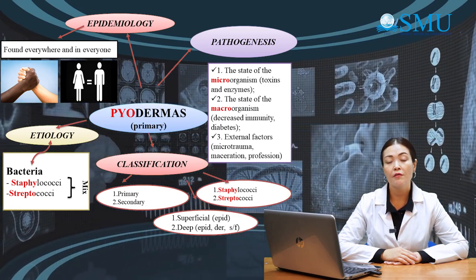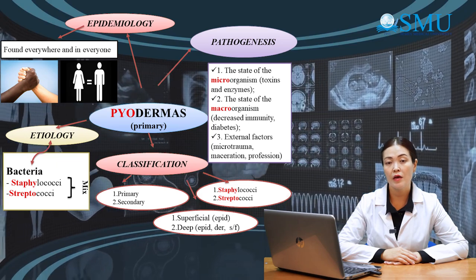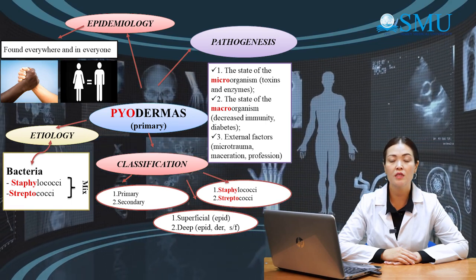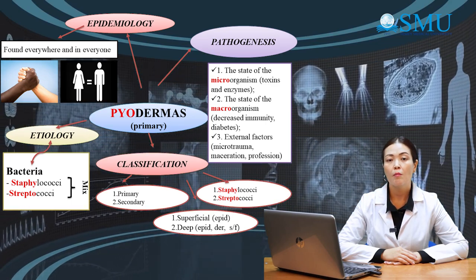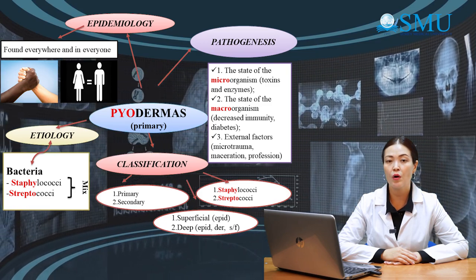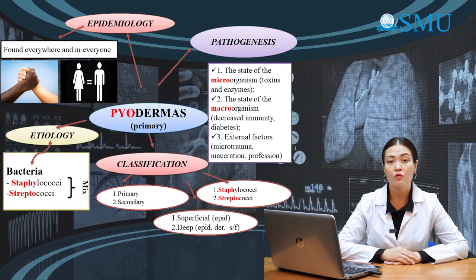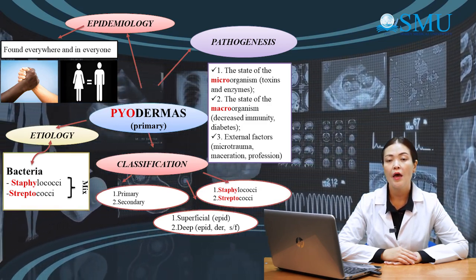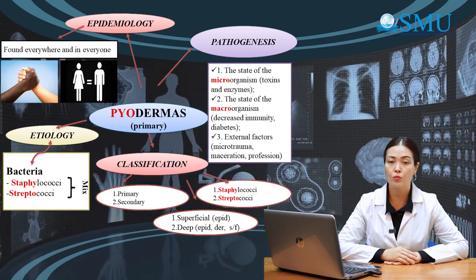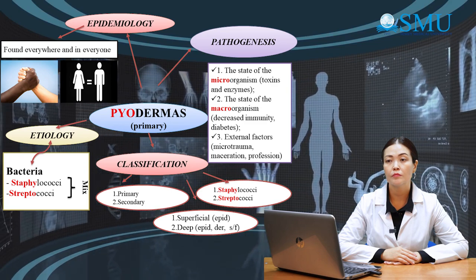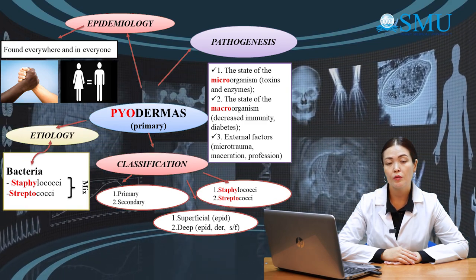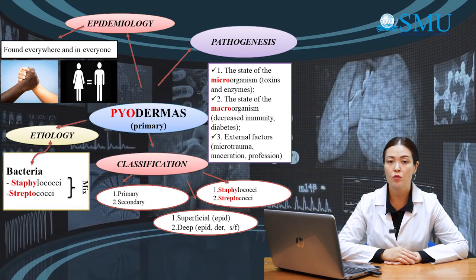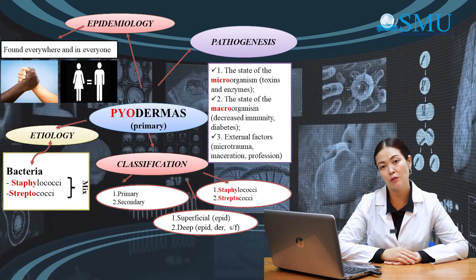Everybody knows that in all of us, in healthy persons, non-pathogenic Staphylococcus bacteria and non-pathogenic Streptococcus bacteria are present on the body. But when the immune function or the barrier function of our skin declines, these bacteria can start their pathological growth and produce their toxins and enzymes, which can provoke the beginning of disease. So the condition of the bacteria plays the first role in the pathogenesis of pyodermas. Non-pathogenic bacteria, pathogenic bacteria.